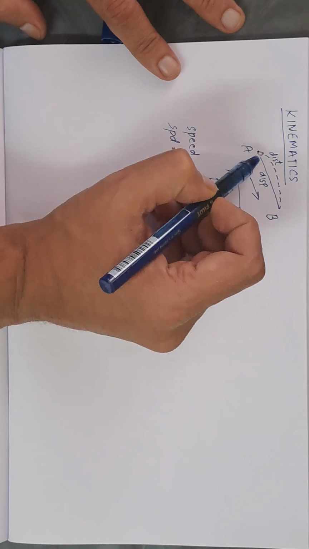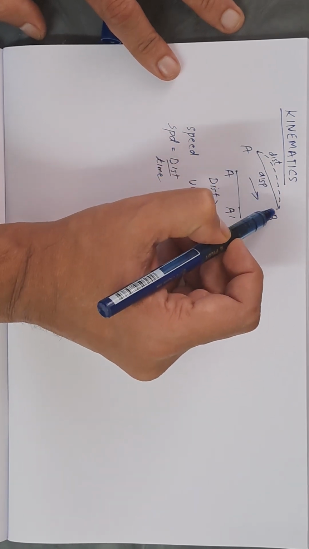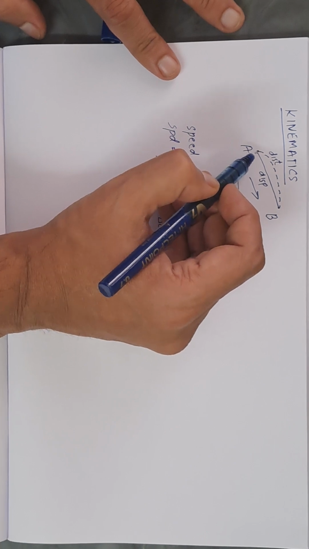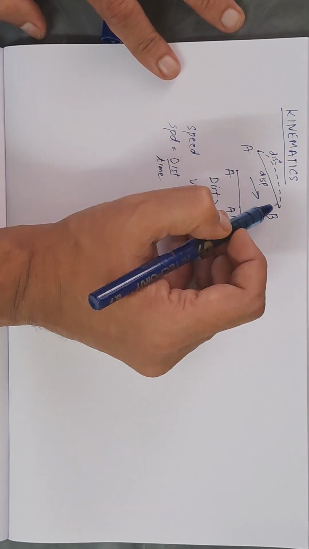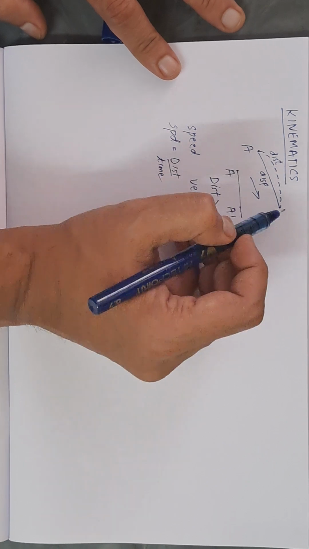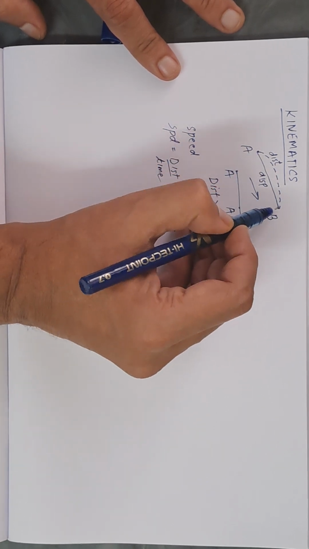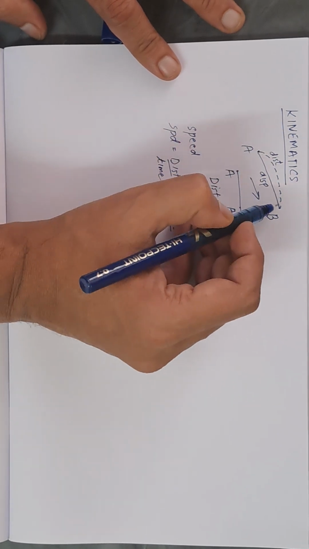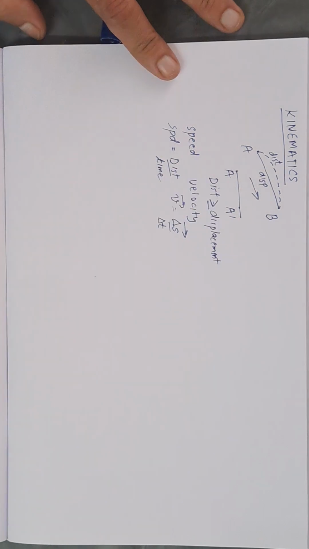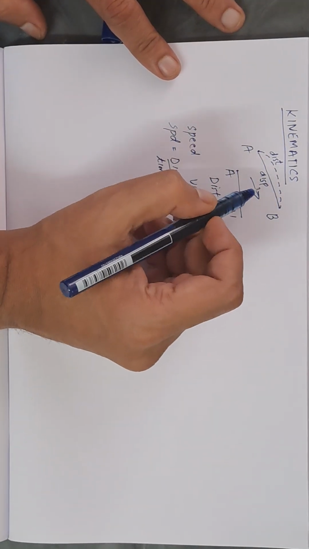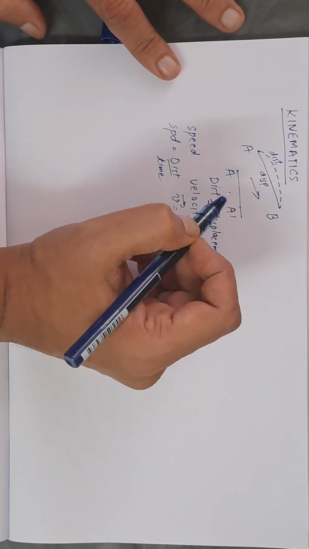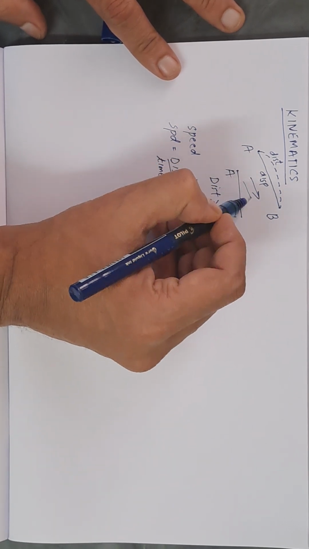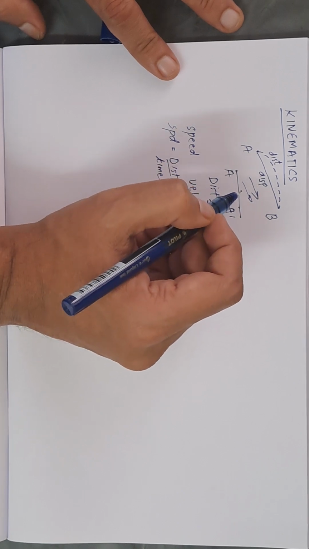So in this case, speed will be equal to this distance divided by the time taken for the particle to travel along this curved path from A to B, whereas velocity will be equal to displacement by the time taken for the particle to travel from A to B. So velocity, as I said, is a vector quantity, so it will have both a direction and a magnitude. So in this case, the direction of the velocity is like this only, same as the direction of the displacement.